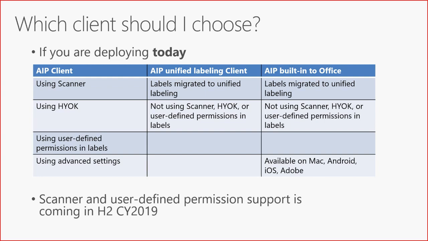And then moving across to the middle column, you need to activate your labels to unified labeling, which is something we'll talk about more later on. If Scanner and hold your own key and UDP isn't as critical for you, or you're not using them today, this is a valid option for you. And then we have the features that will be available built into Office.